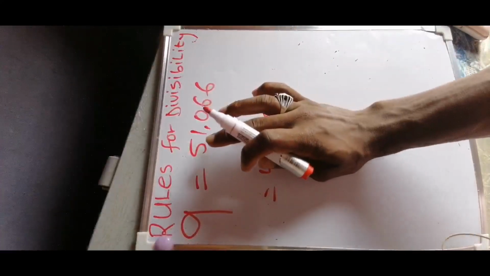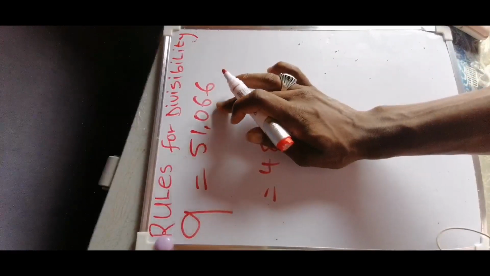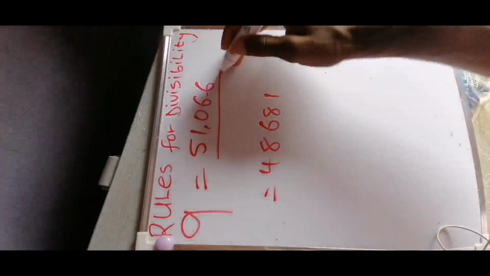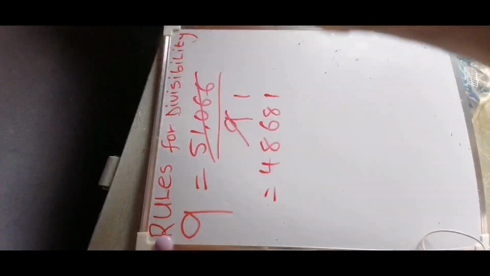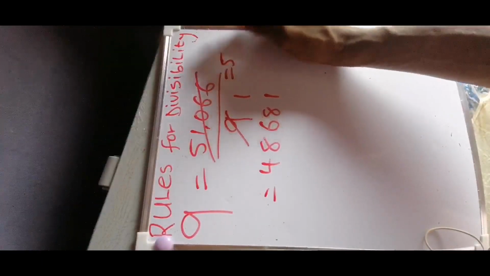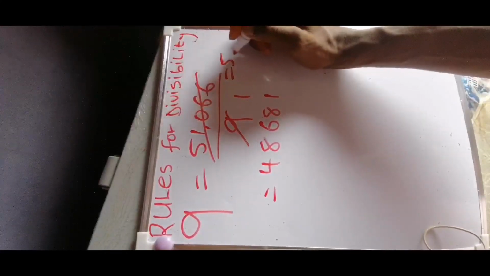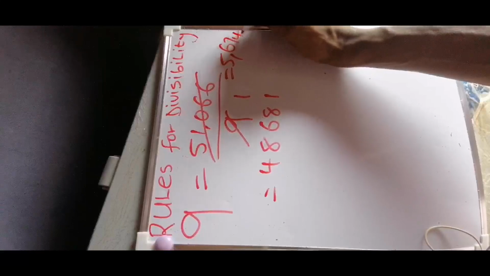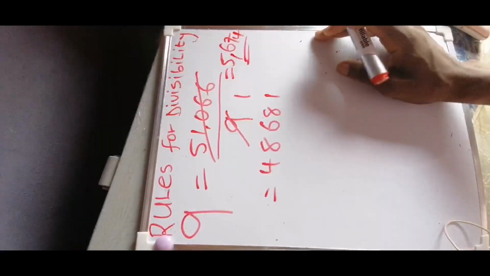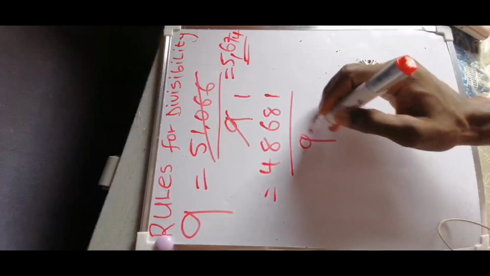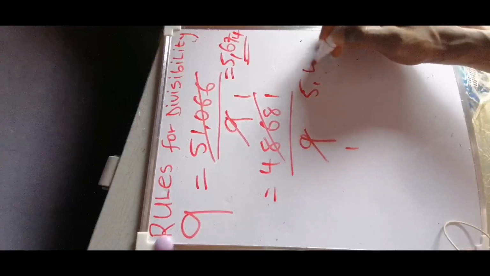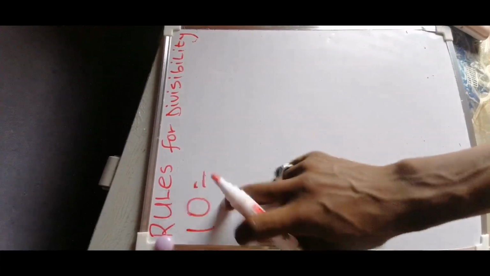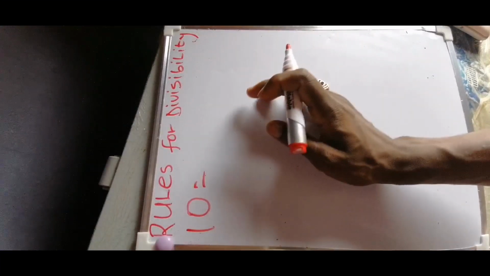Definitely we have 51,066. So 51,066 divided by 9 is equal to 5,674. That is our final answer. Again, 48,681 divided by 9 is 5,409. Any whole number can be divisible by 10 if the last digit is 0.